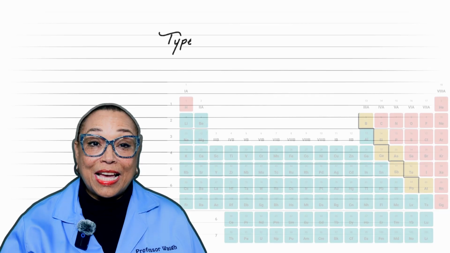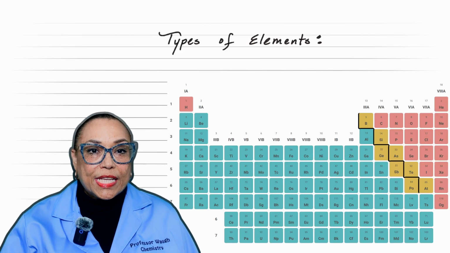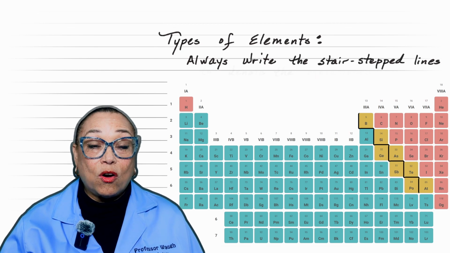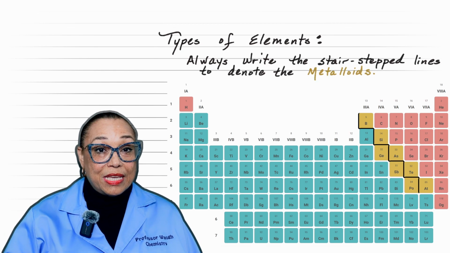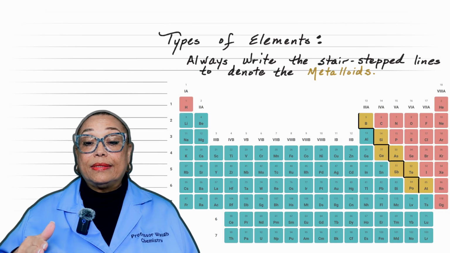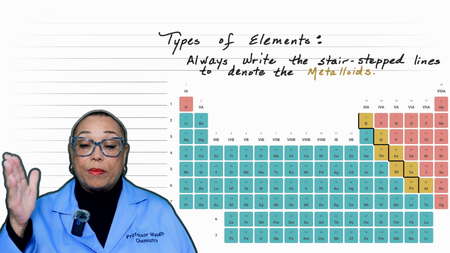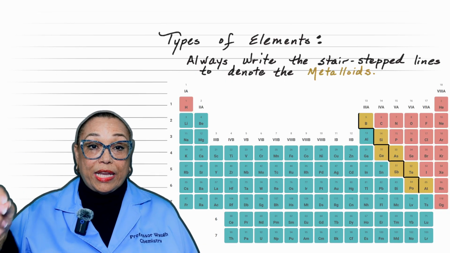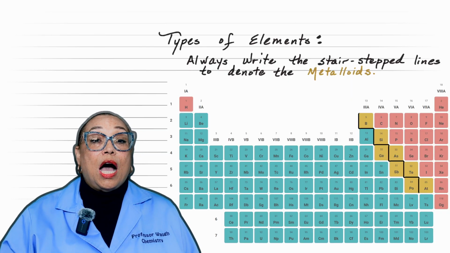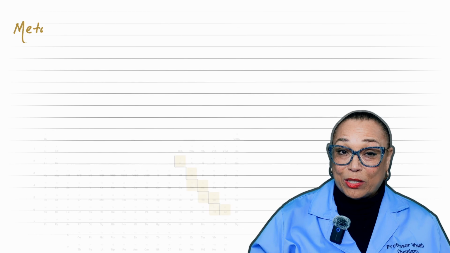Now, let's talk about the types of elements, not the family names. We'll do that in the next video. But the first thing I tell students to do is always write or draw your stair-step line on the periodic table. As you can see from our diagram, that stair-step line is around boron, comes down to silicon, keeps going: germanium, arsenic, antimony, tellurium, polonium, astatine. Don't go any further than that, because the new elements that they developed since I've been teaching, they are not metalloids, okay?